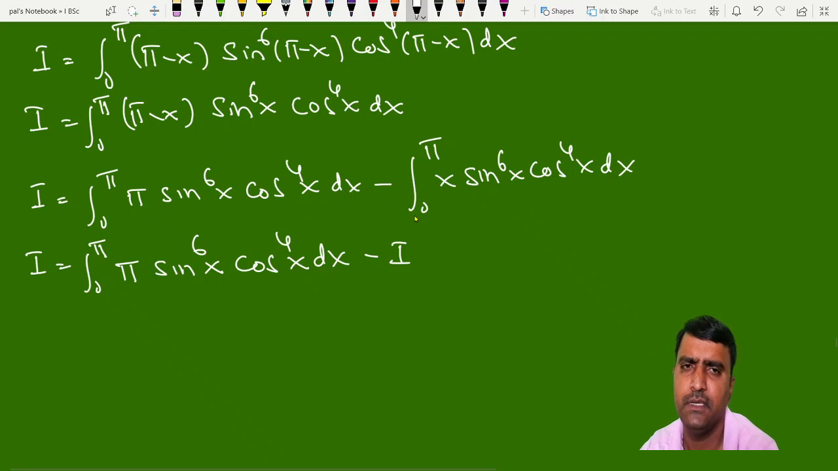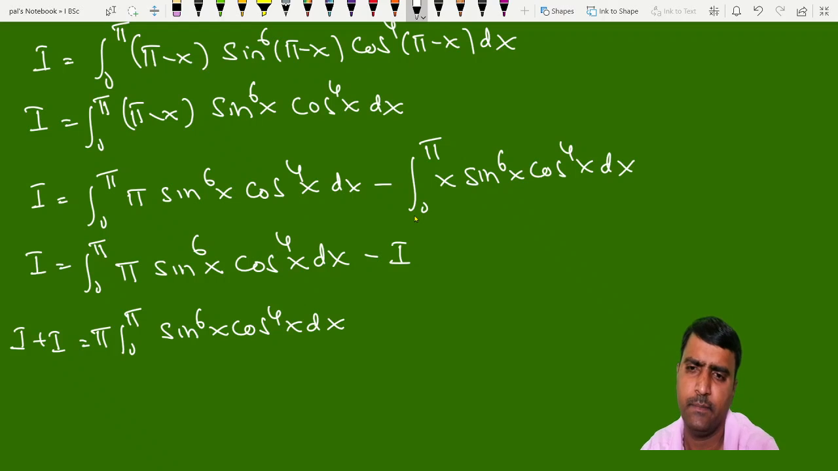Then take this minus I to the left hand side. Left hand side becomes I plus I, which is 2I. So I plus I is equal to, in the right hand side, integration from 0 to pi. You take this pi outside the integration because it is a constant, into sine to the power 6x into cos to the power 4x dx.